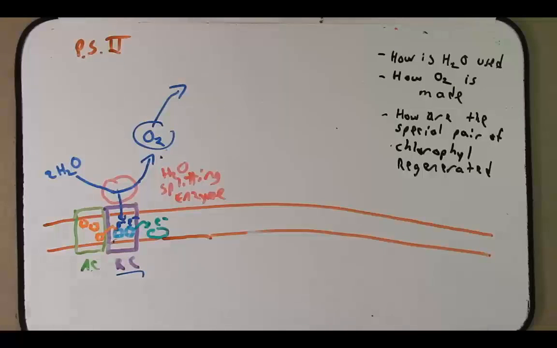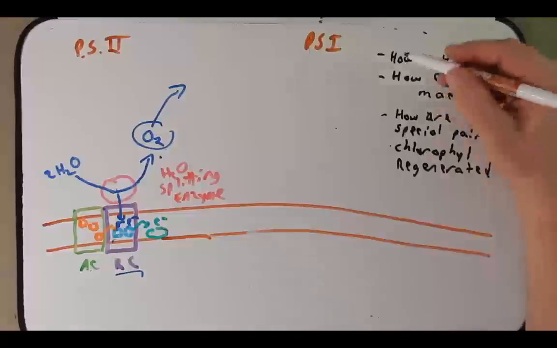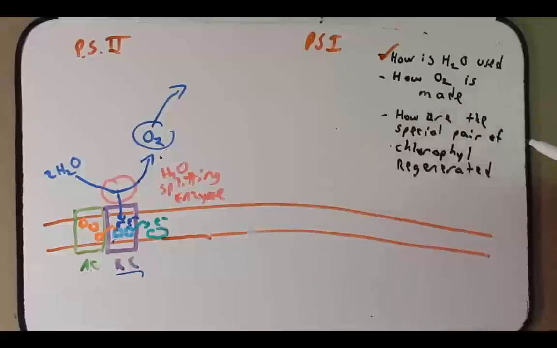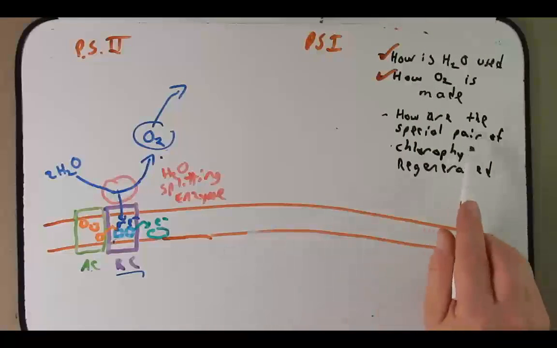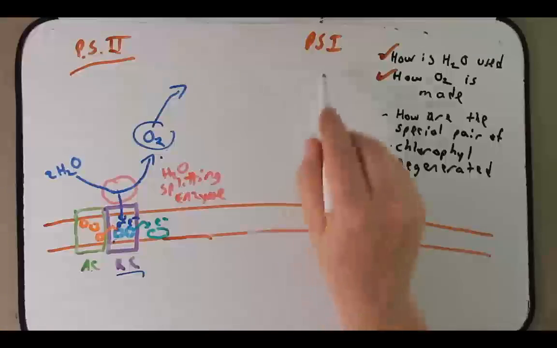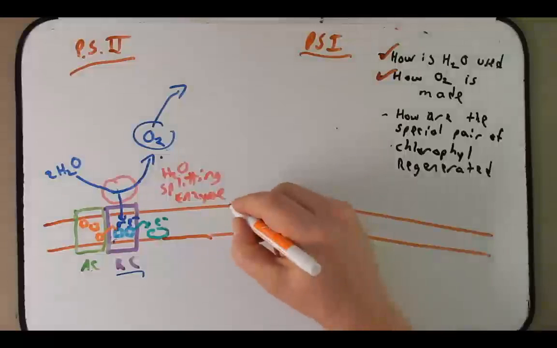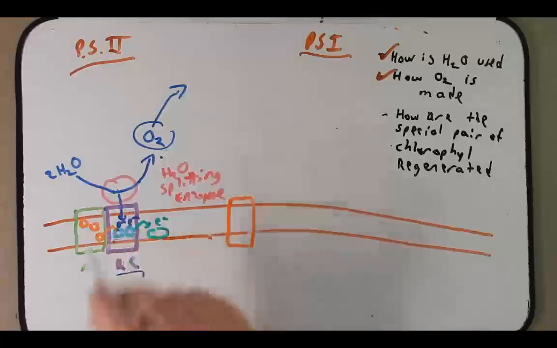Now I want to spend just a little time talking about Photosystem I. So if you look over here at our checklist, we've dealt with how water is used, and we dealt with how oxygen is made, and we dealt with how the special pair of chlorophylls are regenerated in PS2, but not in PS1. So I want to take you back here to Photosystem II.